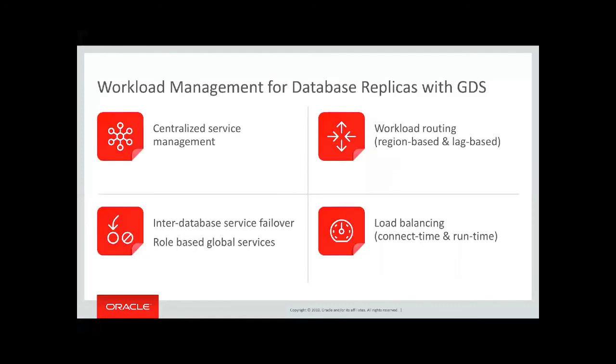So bottom line, with GDS, you get centralized service management. With one interface, as I said before, you can manage your workload across replicas. You could do workload routing based on the region, the locality, and also the replication lag. And you can do load balancing, both connect time as well as runtime. And then you can do service failover. And with Active Data Guard, you can even do role-based global services.